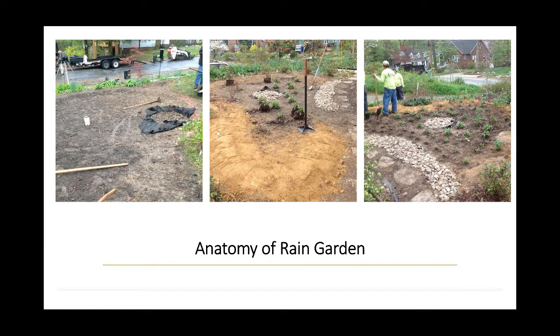And then if you see in the next image here in the middle, we've accentuated that berm to be able to hold the water. Right here, this is where the water is coming in through a downspout off of the roof. And this here is a filter strip as part of that rain garden. And then finally, the plantings.